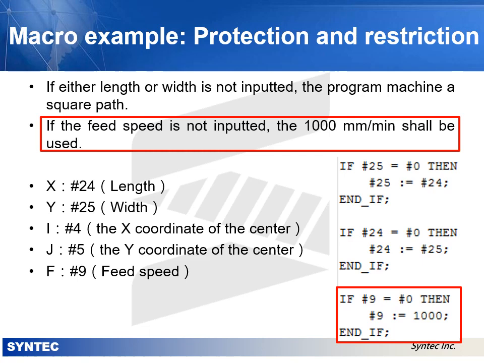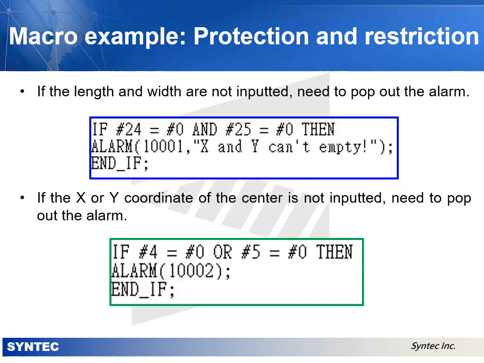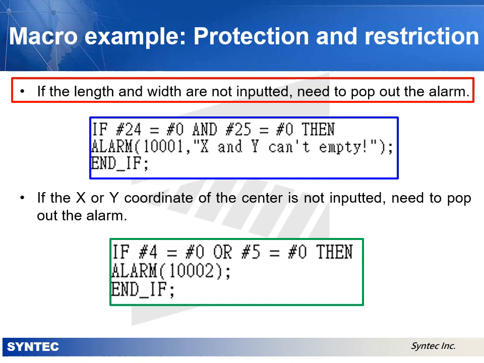This page will introduce protection by popping out the alarm. First, if the length and width are not inputted, need to pop out the alarm. Here we have two equations in if syntax, and between them, we use AND logic. The statement is popping out the alarm string. The first alarm method is used here. Refer to content in the blue box.